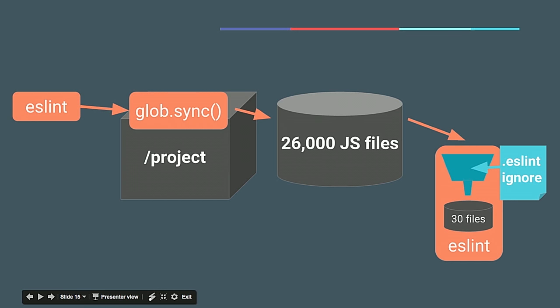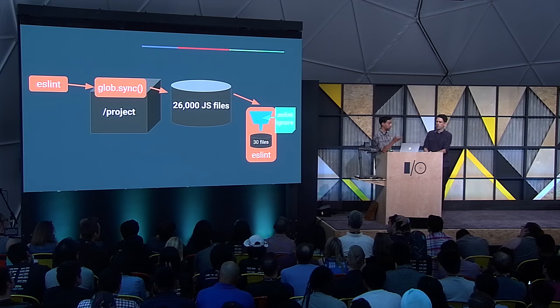OK, so this is what's happening in that function block. We call ESLint, which is going to lint our code. It calls glob.sync on our project and gets all 26,000 files of JavaScript, which include node modules and all the vendor stuff. Yeah, third-party stuff. And then it passes each one of those files into this filter, which reads in our ESLint ignore to know what to not pass on, like node modules.